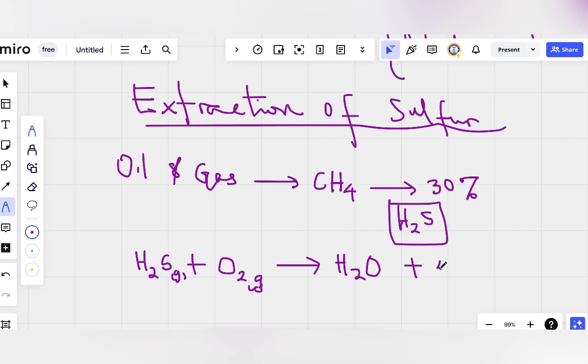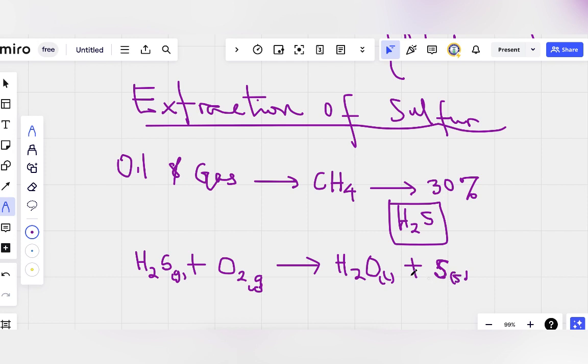Remember, we are looking for how to get sulfur from oil and gas. During the extraction of oil and gas, one of the compounds produced is hydrogen sulfide. To get the sulfur out, sulfur is a solid, and water is a liquid if we put the state symbols. Once we get the hydrogen sulfide, we react it with oxygen, or burn it in air. We produce water and sulfur.